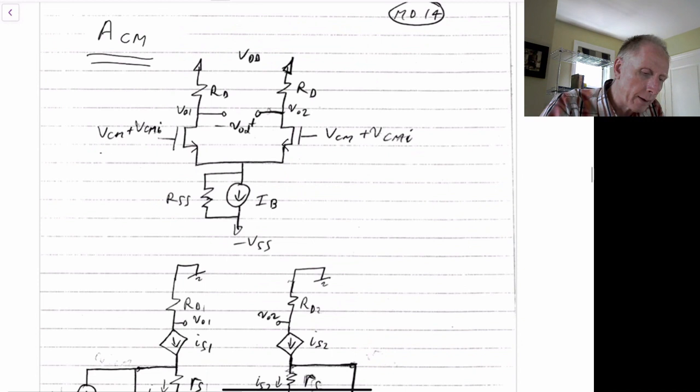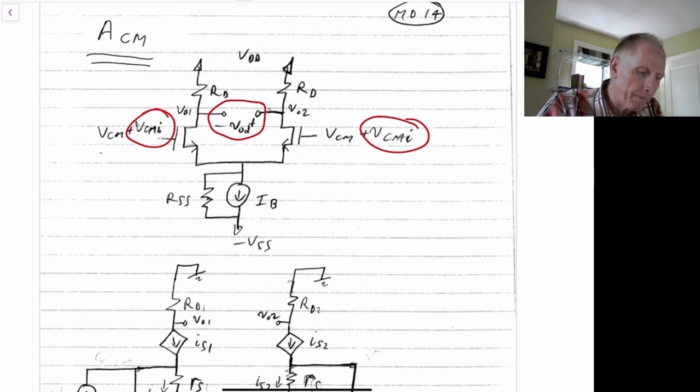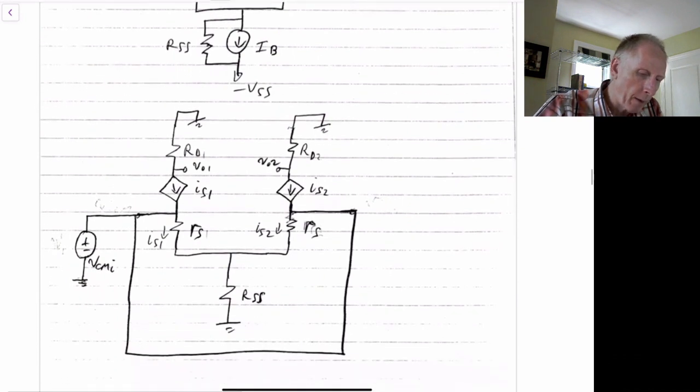What we're looking for is the gain from V sub CMI, which occurs at both sides, so same gain, to the differential output voltage here. So that's our goal, to find that gain. If we draw the small signal model for this, we have this result here.